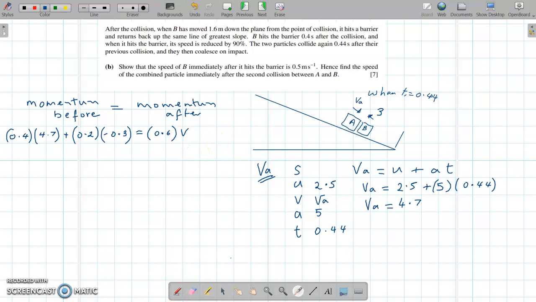Okay, final calculation. Momentum before is 1.82 equals 0.6 v. So divide by 0.6 and the speed is a positive 3.03. Therefore, they're coalescing together and travelling downwards at 3.03 meters per second.